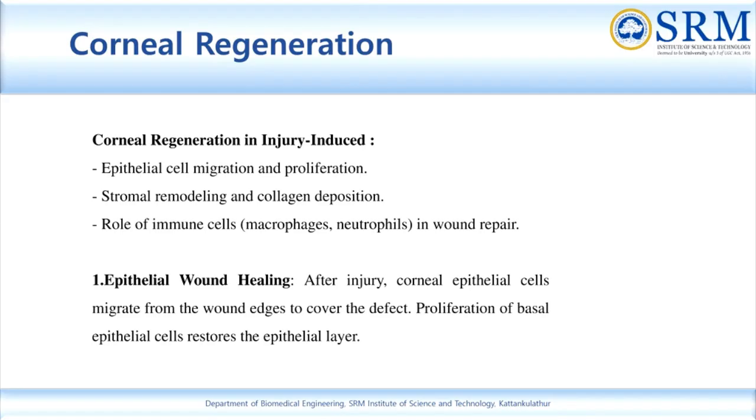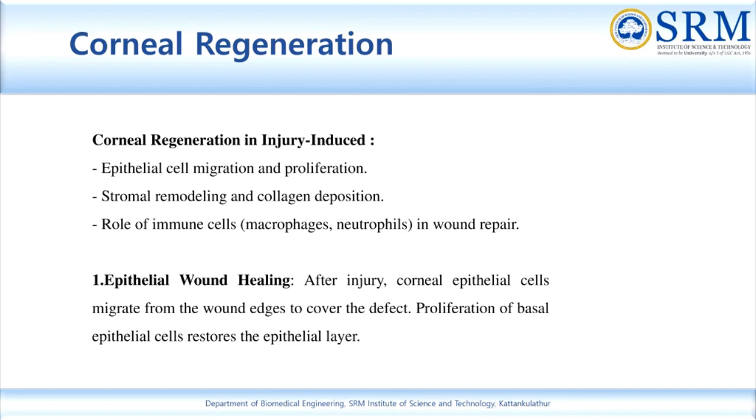So first, coming to the epithelial wound healing. After the injury takes place, the corneal epithelial cells will migrate from the wound edges. So your epithelial cells are found towards the periphery, and they will migrate from the wound edges to cover the defect. Then the proliferation of the basal epithelial cells will help to restore the epithelial layer. So the basal layers will proliferate, move to make up for the cell loss.